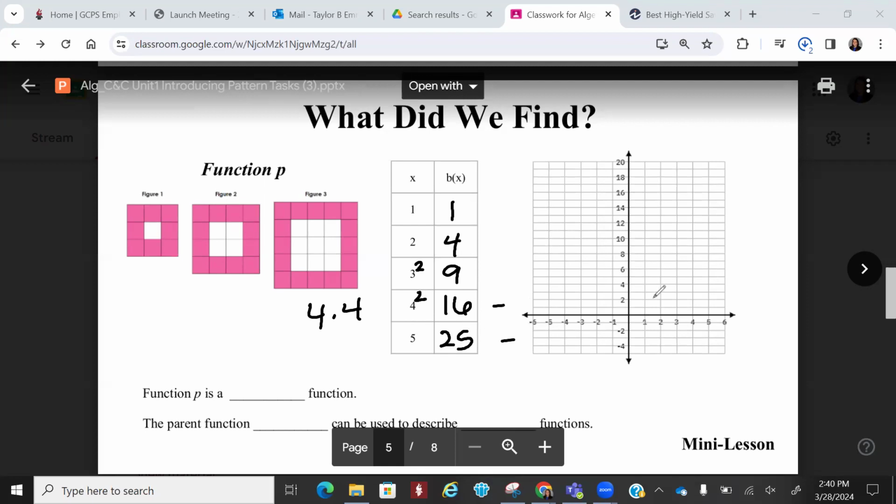Okay, so we're going to plot these points over here. Go ahead and take a moment, try that. So on that table, the x is your left, right. If it's positive, you're going right. If it's your y values or f of x values, that's your up, down.